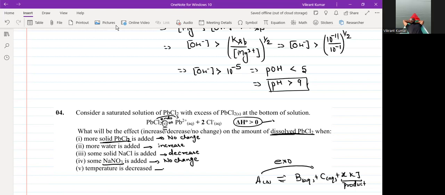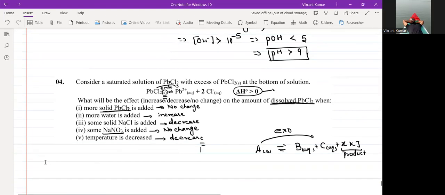And the last one, Backward shift. टेम्परेचर बढ़ा तो एंडो शिफ्ट बोला था ना, तो टेम्परेचर कम हुआ तो एक्सो शिफ्ट विच इज बैकवर्ड, एंड बैकवर्ड शिफ्ट का मतलब है डिजॉल्व्ड अमाउंट ऑफ PbCl2 विल डिक्रीज. इज इट ओके? एनी डाउट? एनीवन हैविंग एनी डाउट?